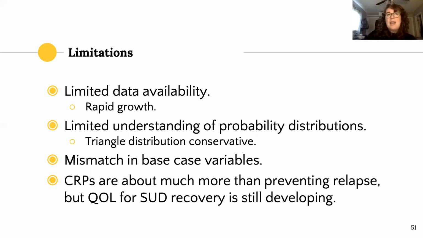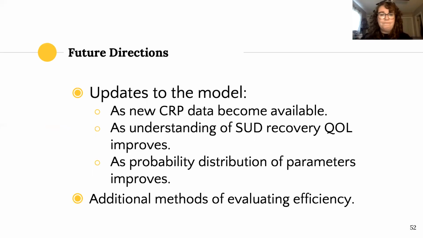Okay, and again, we know CRPs are about way more than just preventing relapse. We need to know about quality of life. We need to know about recovery capital, but all of that stuff is really still developing. And so it's a little bit difficult to work with still. So this is just a start. So I'd love to update the model as we have more CRP data and as we understand some of these quality of life issues and as we understand how these data are distributed.